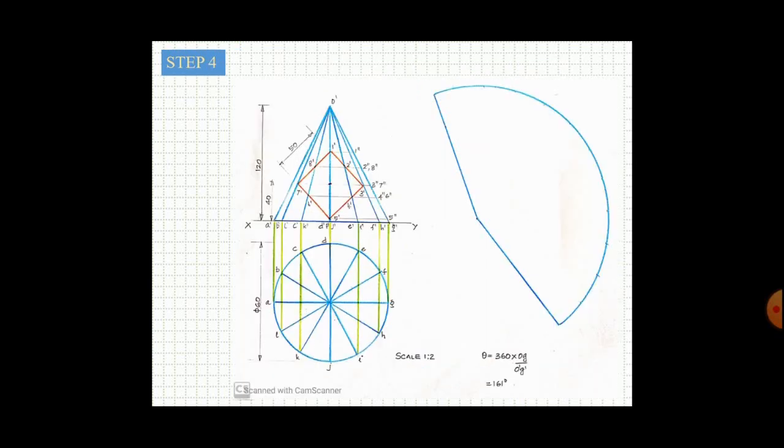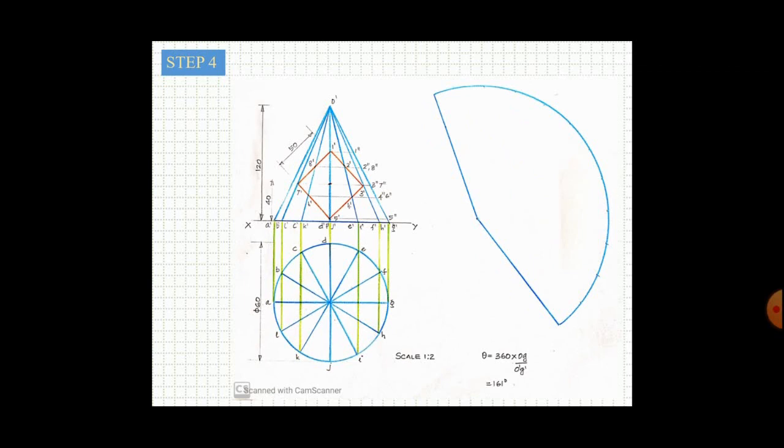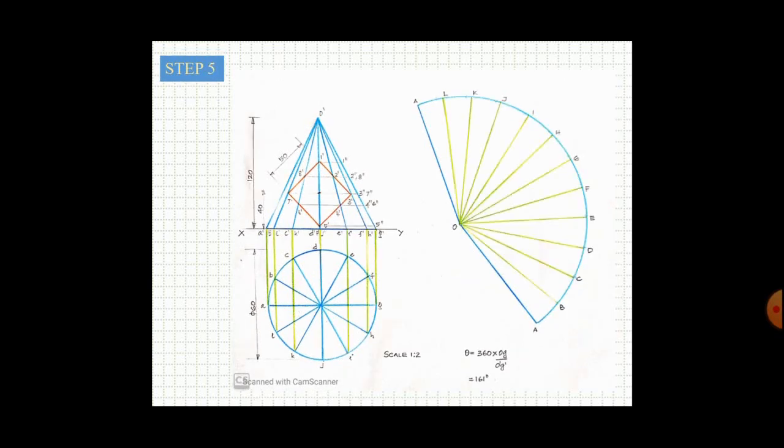Now you have to develop the cone. You are very much familiar with the development of the cone. First you have to find the angle theta. Theta is equal to 360 times OG divided by O dash G dash, which gives 161 degrees. So you develop the cone with that particular angle. Now you divide the cone into 12 equal parts. You measure the distance of an arc and mark it, or you divide the total angle into 12. So you will get the development as shown in the figure.